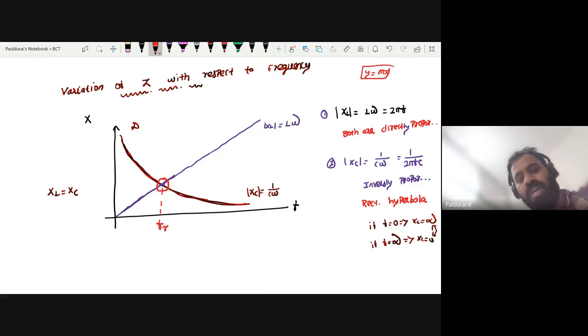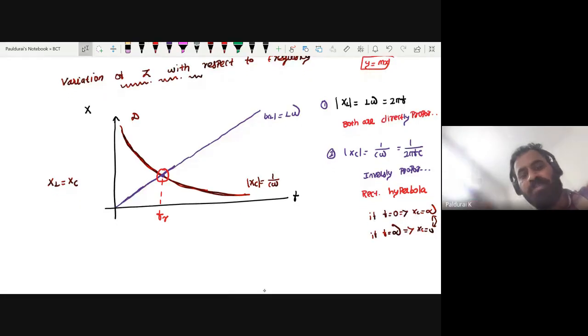So what will the curve look like? What about this range? This is where f is less than the resonant frequency. In this range, f is greater than the resonant frequency. At resonant frequency, what is the resistance? The resistance is given by R. Now take this range, from here to here. Here, who is dominating?